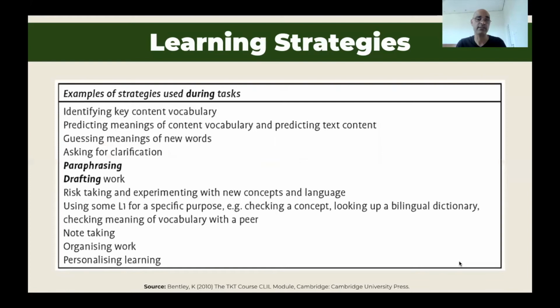So let's see strategies that can be used during tasks. Let's read until drafting. Identifying key content vocabulary. While students are reading, they can identify this. Predicting meanings of content vocabulary and predicting text content. Most readers do that. Guessing meanings of new words, asking for clarification, paraphrasing, and drafting some work. Before they write, they can draft what they're going to be writing and turning in later, etc. Feel free to pause the video and read the other ones if you need more examples.